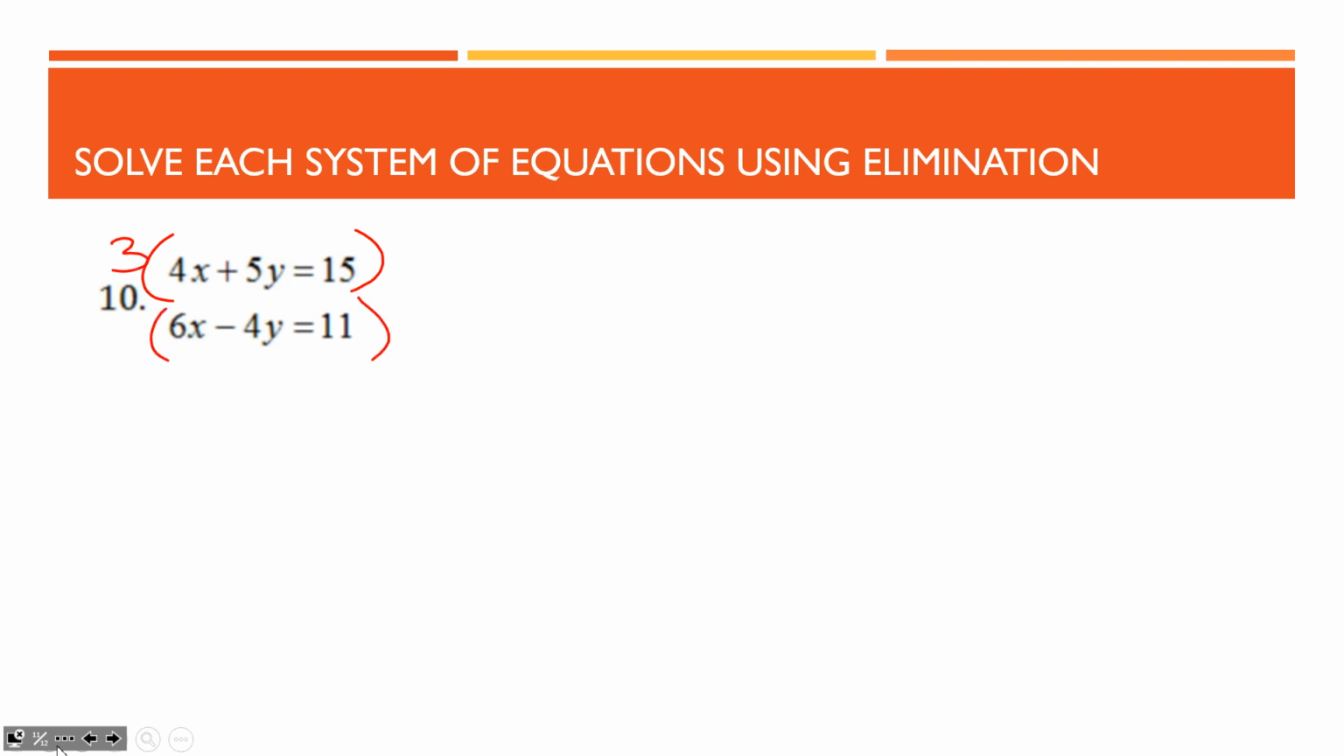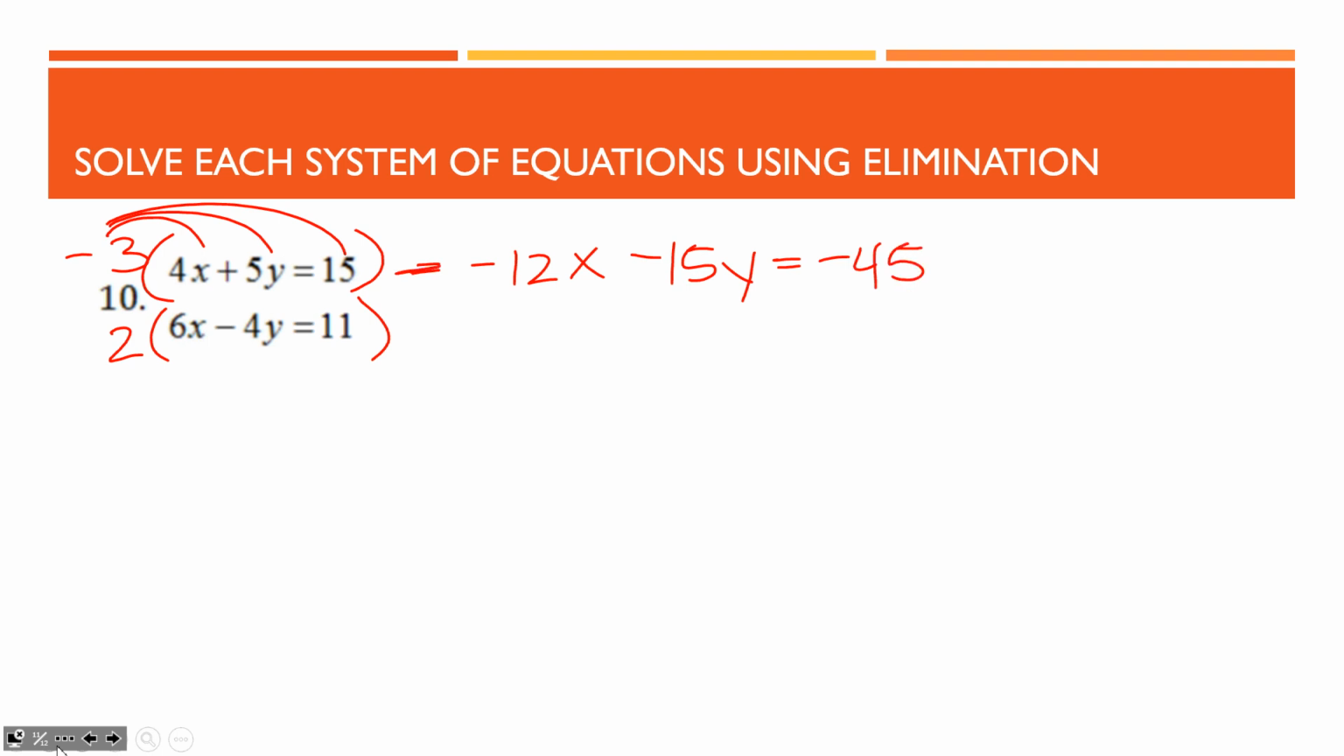I can get the 6 to be a 12 by multiplying by 2, but I need them to be different signs. So I need one to be positive. They're both already positive. I need one to be negative. So just pick either the 3 or the 2 and make it negative. I'm just going to pick the 3. So now I'm multiplying everything by negative 3. So 4 times negative 3 is negative 12x. 5y times negative 3, negative 15y. And then 15 times negative 3 is negative 45.